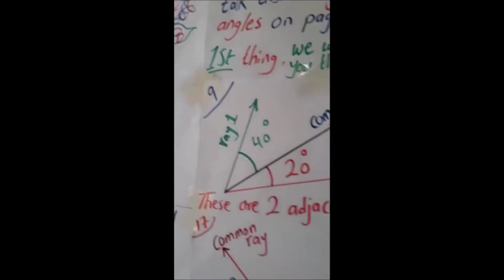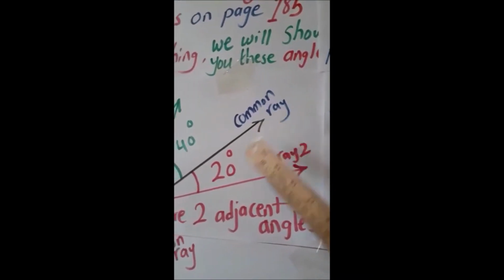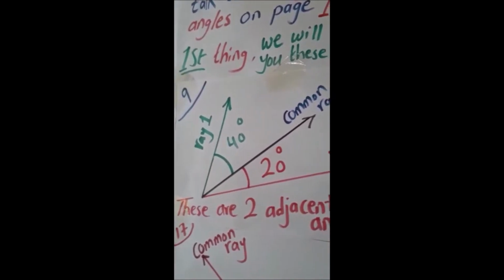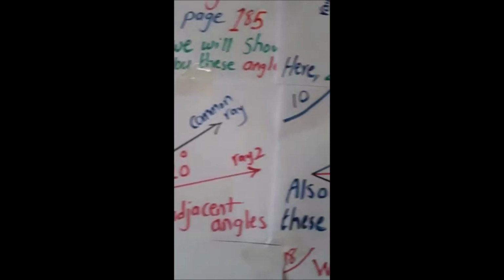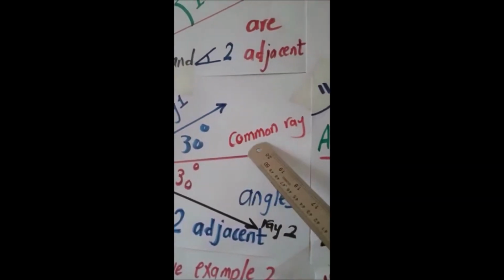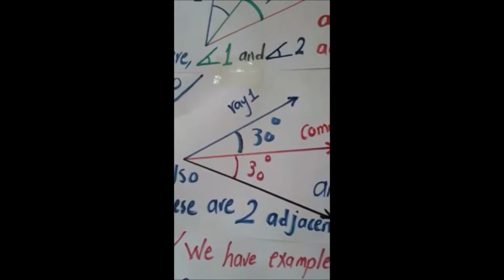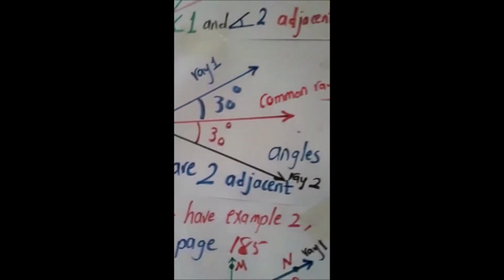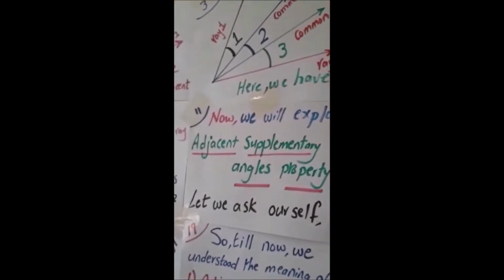Again, excellent guys. We have the common ray, as you see, between 40 and 20, ray 1 and ray 2. So these two angles, angle 20 and angle 40, are adjacent. Or 30 and 30, again we have the common ray, and we have ray 1 and ray 2, as you see. So also 30 and 30, these are two adjacent angles.